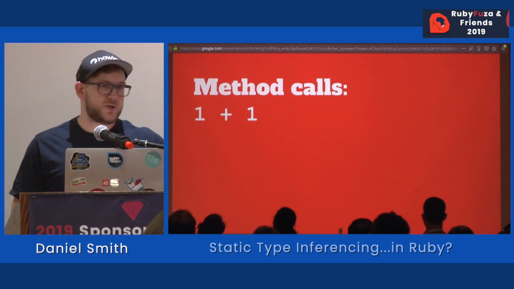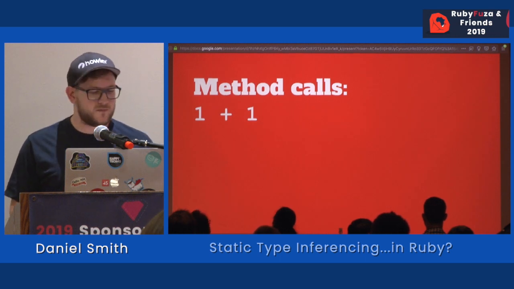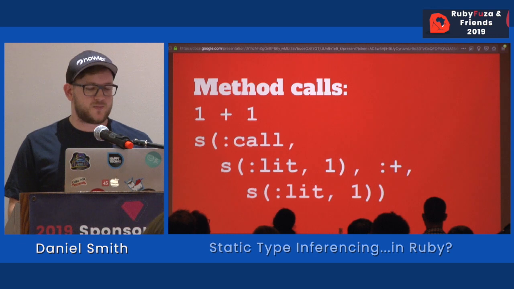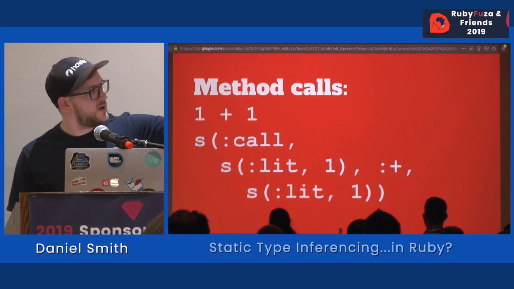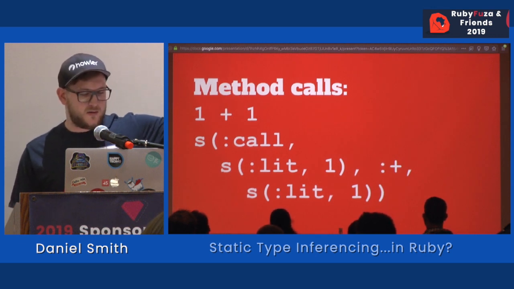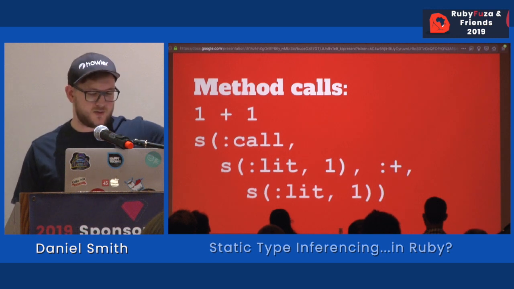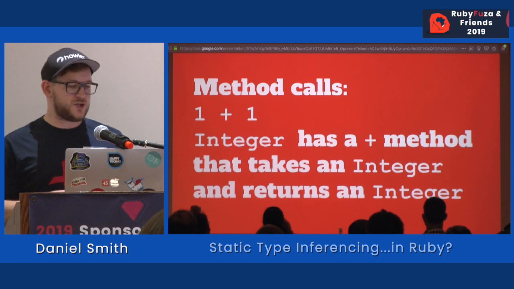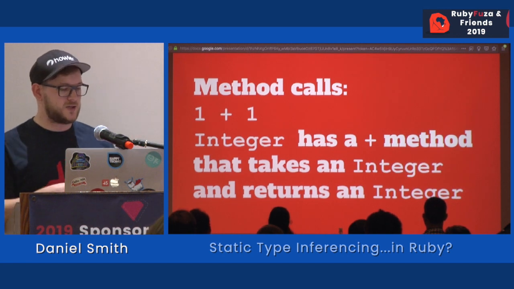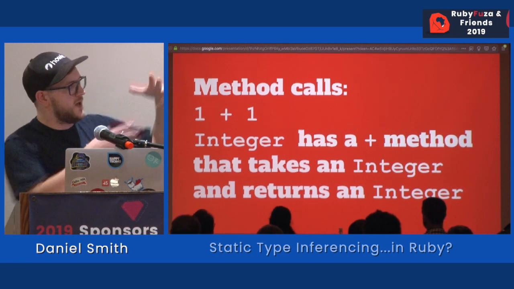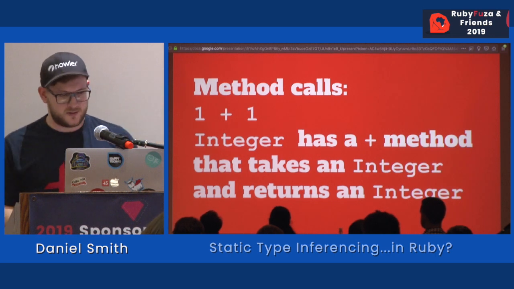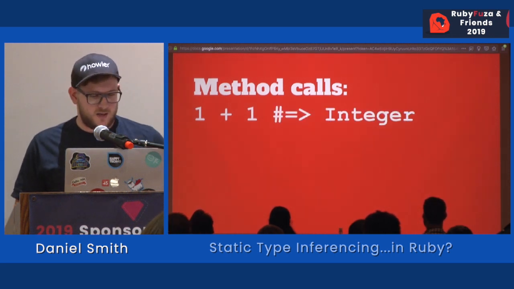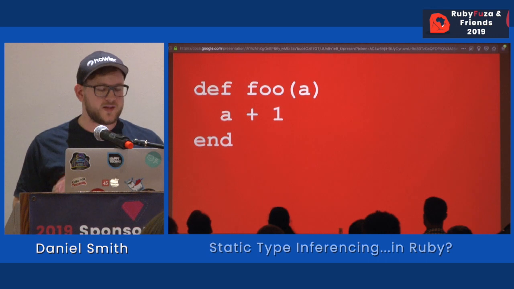So okay, we can do assignments. Let's try method calls. If we've got 1 plus 1, that's a pretty easy one. It goes down to this. So it calls the plus method on whatever it is. So it's lit1 plus lit1. And you can look at that and say, okay, Integer has a plus method that takes an integer and returns an integer. So that whole thing returns an integer. Cool. And then you can move forward.